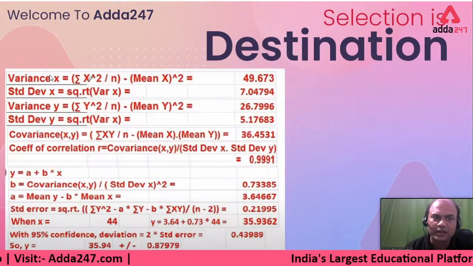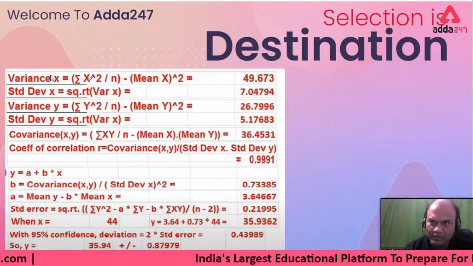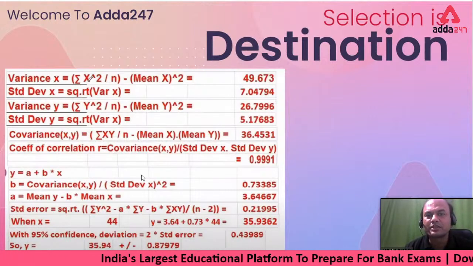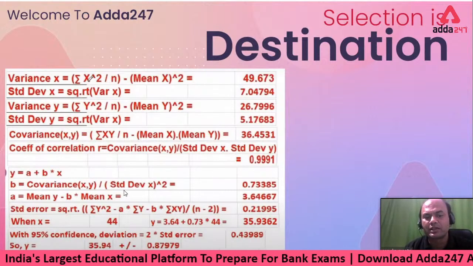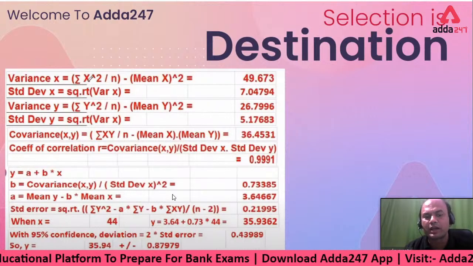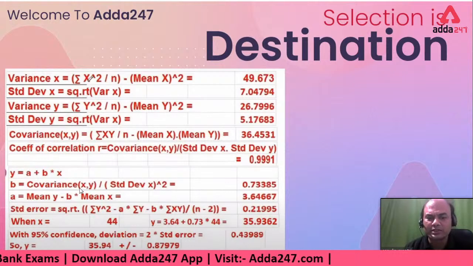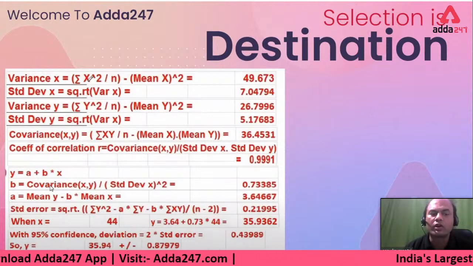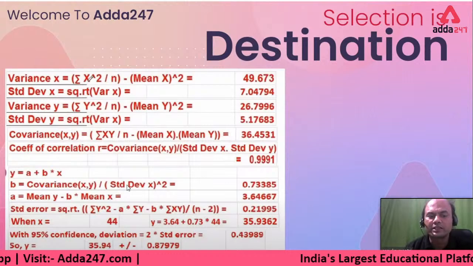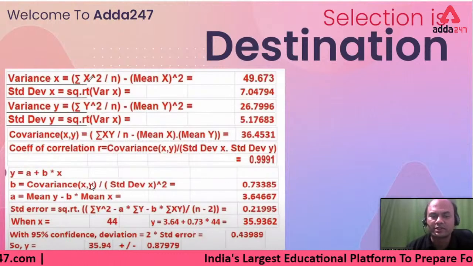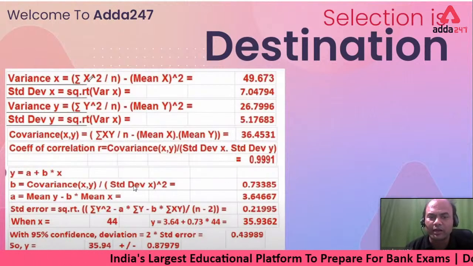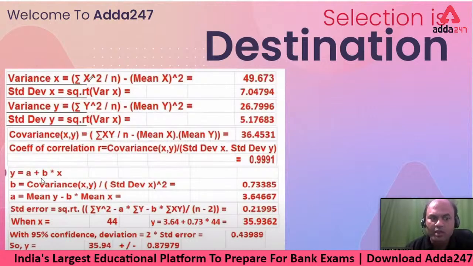So the square of standard deviation will be variance. Simple. The square of standard deviation is variance. So instead of writing standard deviation of x, I can write variance of x over here, right? So what is b? Covariance of xy upon variance of x. Okay, so that is b.